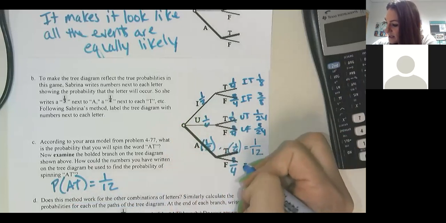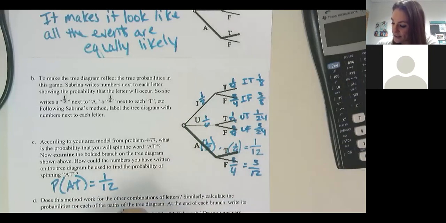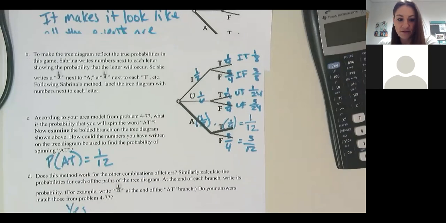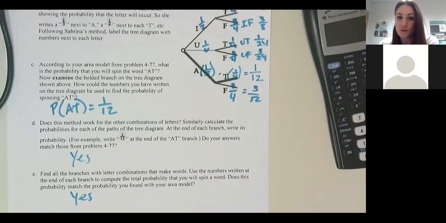And then here would be 3/12. Do your answers match? Yes. And yes. So you should have the same probabilities for each.